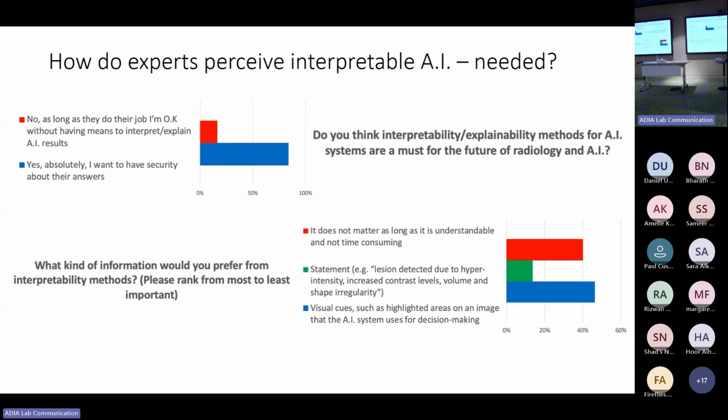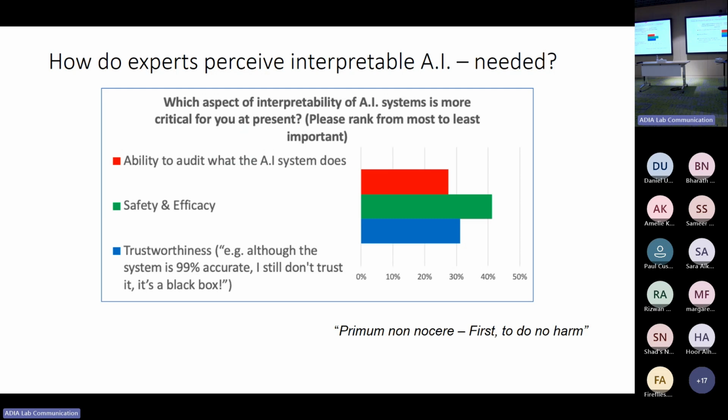And what kind of information would you prefer? Visual cues. Some said some kind of description statement. Some said it doesn't matter as long as it is understandable and not time consuming. So I think descriptions and visual highlights were the two most relatable outputs. And then, which aspects of interpretable AI are most relevant or critical? Safety and efficacy. Basically, it should not put them in a bad spot, because life and death decisions are made based on that. It should be effective and efficient, and should not be a very time-consuming process.